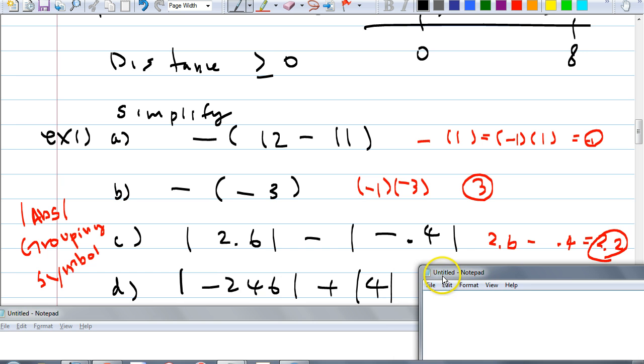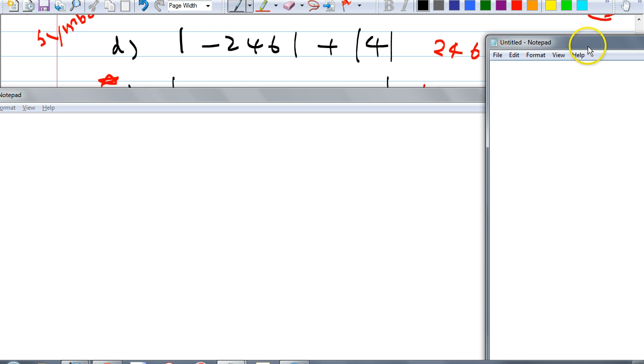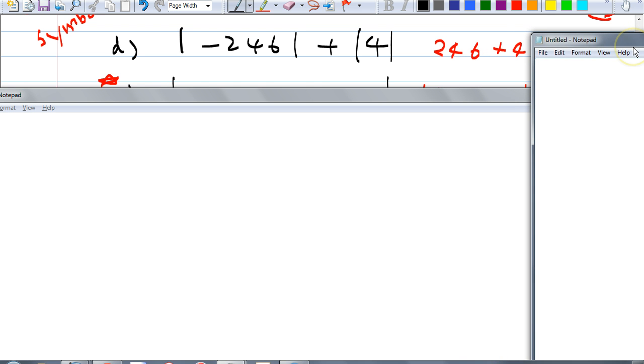Let's look at this one here. Everybody go ahead and try. I'll give you time. This is simple also. Absolute value of -246 plus absolute value of 4. Okay? So it just means this. What's the absolute value of -246, class, everyone? 246 plus what's the absolute value of 4? 4. You all know how to add, right? What's the answer? You got it.